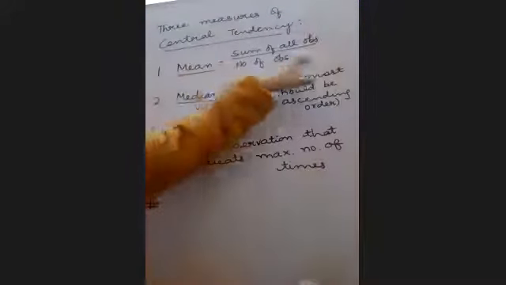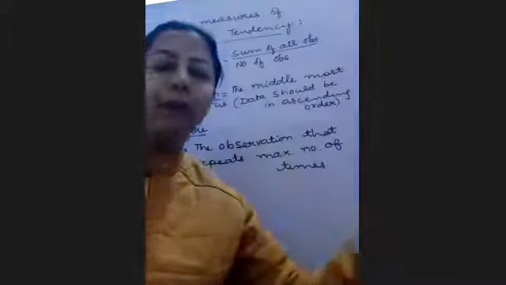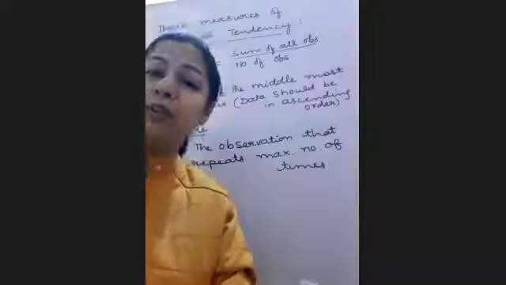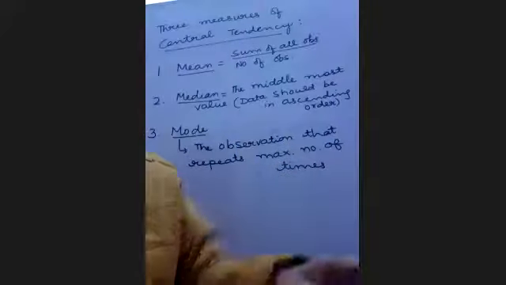We know mean is the sum of all observations divided by the number of observations. Median is the middlemost value, for which the data has to be arranged in either ascending or descending order. So to the left of it, there are 50% entries, and to the right of it also, there are 50% entries. Mode is the observation that repeats the maximum number of times.